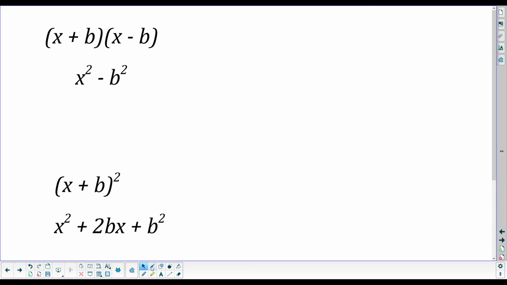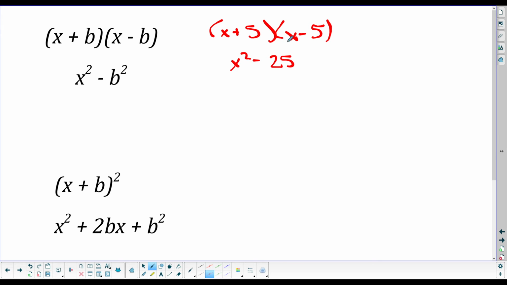So let me give you an example of that. If I had x plus 5 and x minus 5, I can see that those are exactly the same, except one has a positive 5 and one has a negative 5. If I FOIL this out, I'll get x squared. The outside ones I'll get negative 5x, and the inside ones positive 5x. The last terms will be negative 5 squared. So I'll just end up with x squared minus 5 squared, which is 25. If I can see that pattern, I can very quickly get to that.